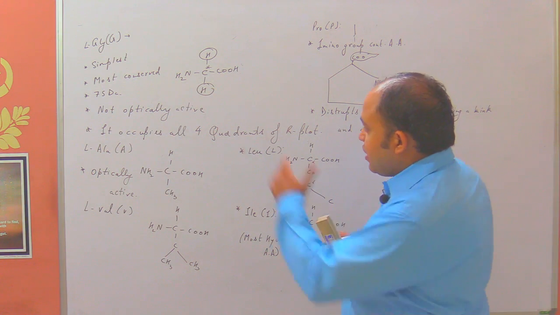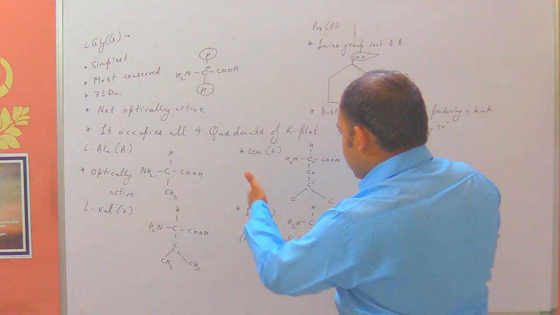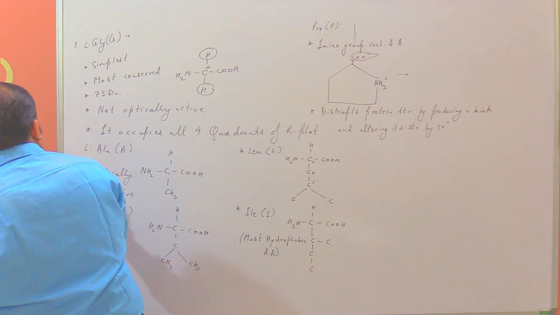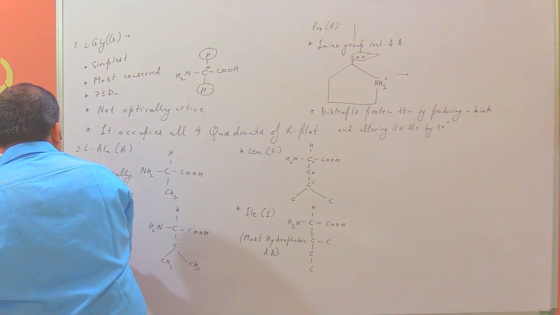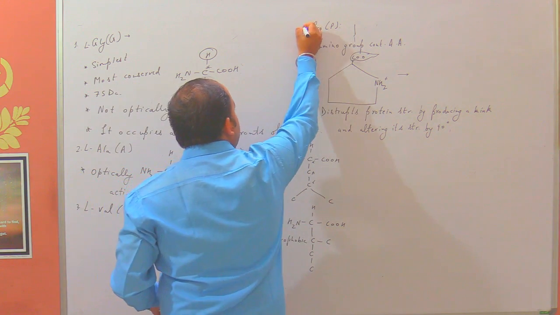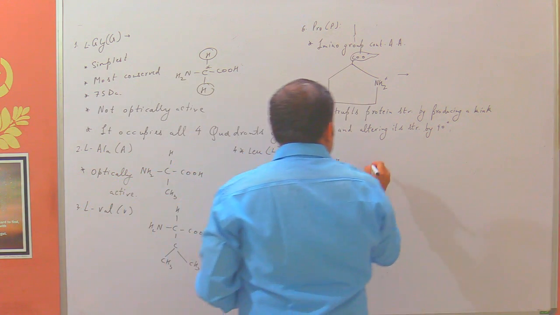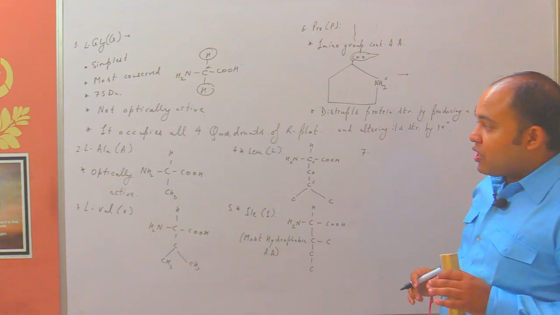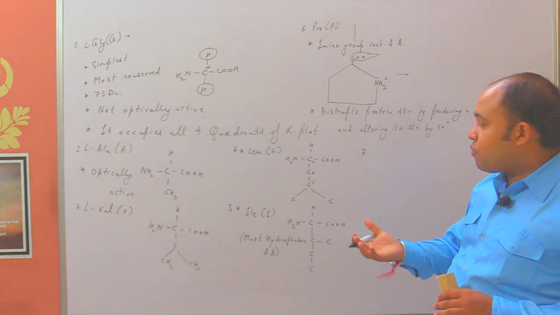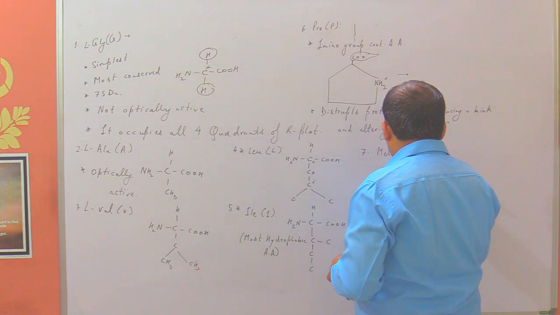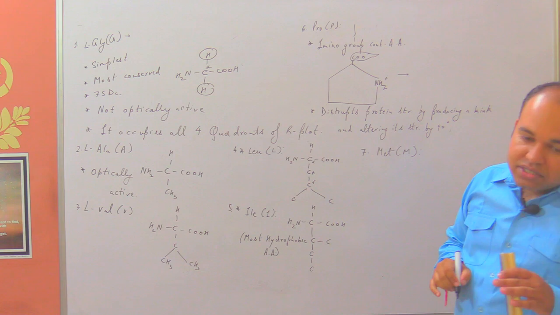So glycine, alanine, valine, leucine, isoleucine, proline. Let me just point it out like this: this is glycine, alanine, valine, leucine, isoleucine, proline. Now the next is methionine. Methionine, MET, represented by M, is an amino acid that contains the thiol group.